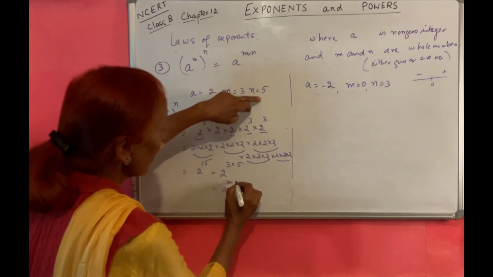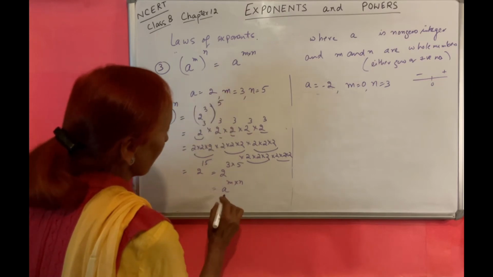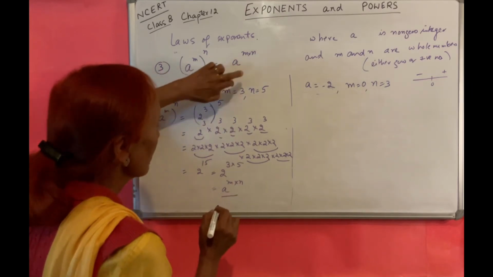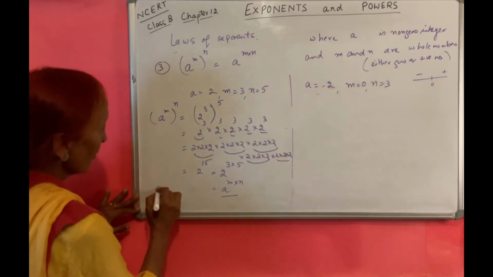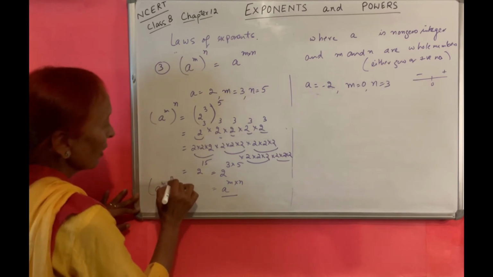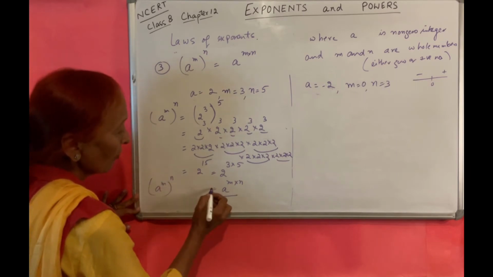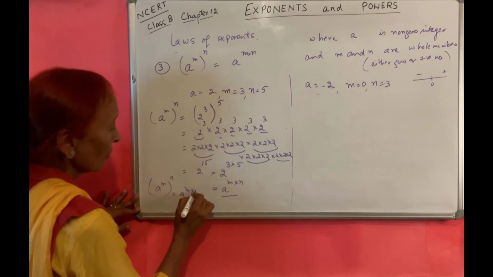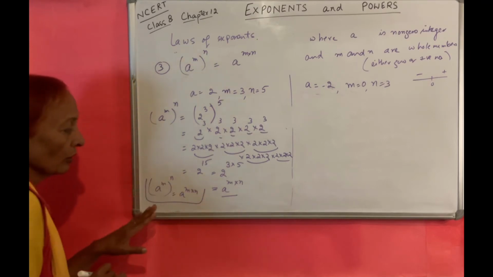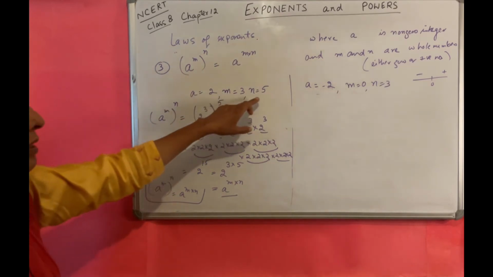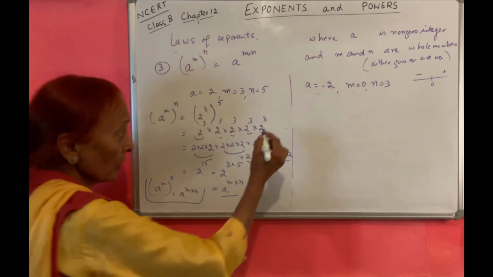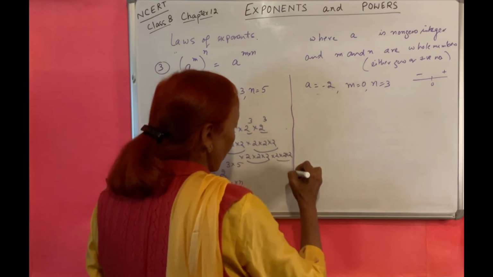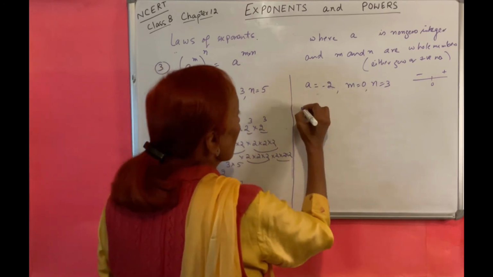What is 5 here? N. So this is the right hand side. We started with a raised to power m raised to power n and reached here. This is equal to a raised to power m into n. So this law is true for these values. Now we will see whether it is true for these values.